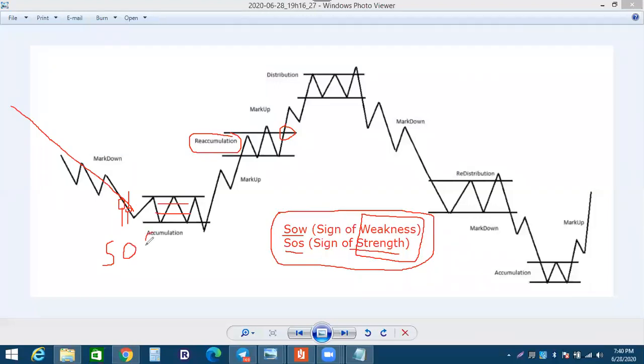It means sellers are getting weak and buyers are getting strong. In the markdown, if the sellers are getting weak, that is a sign of strength for buyers. When the buyers are getting weak, that is a sign of weakness of buyers. After the sign of weakness, the supply, the distribution, will start, and then we will find the markdown phase.